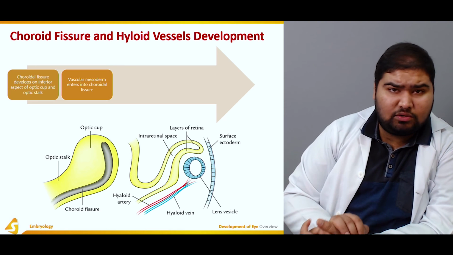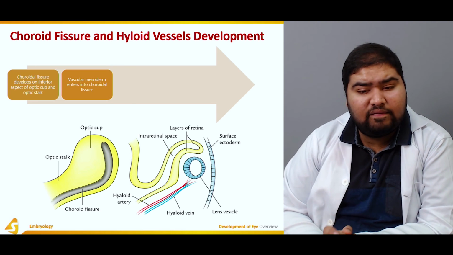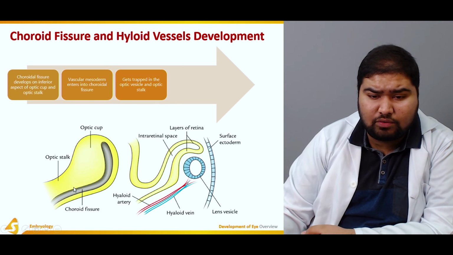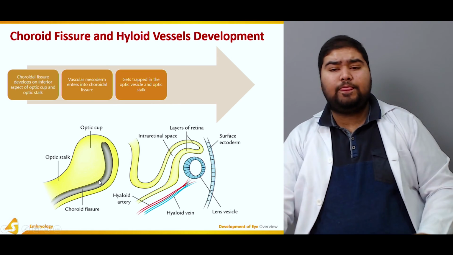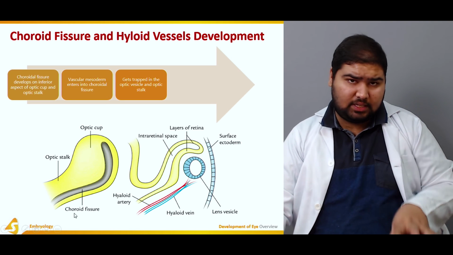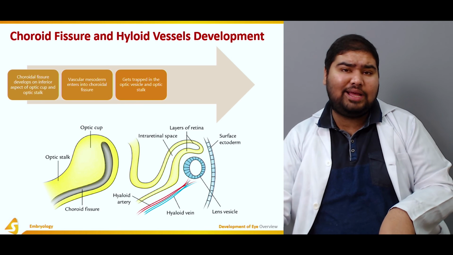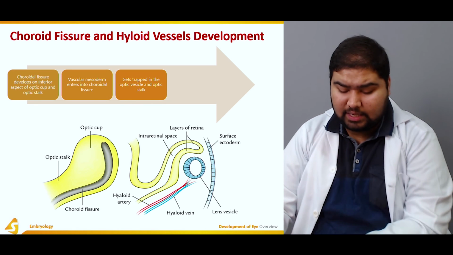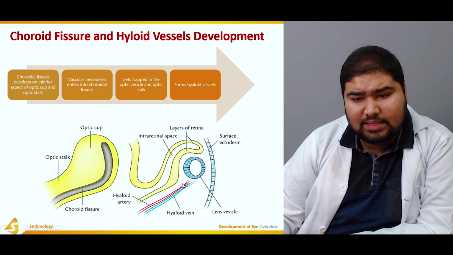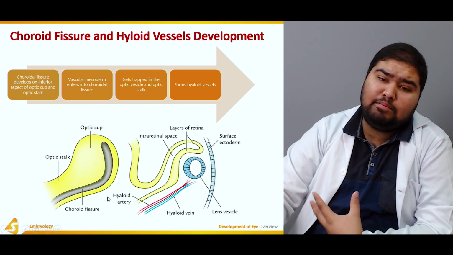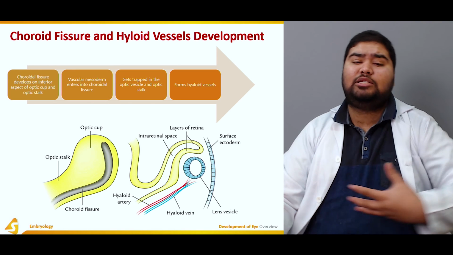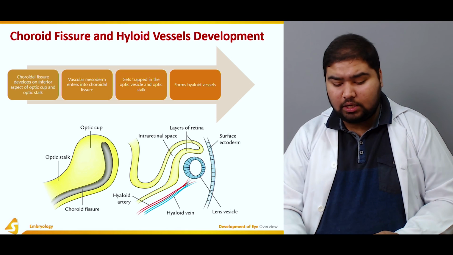Now the vascular mesoderm enters into the choroidal fissure. So vascular mesoderm finds its entry into the choroidal fissure, which is shown in gray in this figure. So it gets trapped in the optic vesicle and the optic stalk. It forms the hyaloid vessels. These are the hyaloid vessels. Here you can see. So these hyaloid vessels are formed by the mesenchyme that actually gets trapped in the choroid fissure, which is formed in the inferior aspect of the optic cup and the optic stalk.